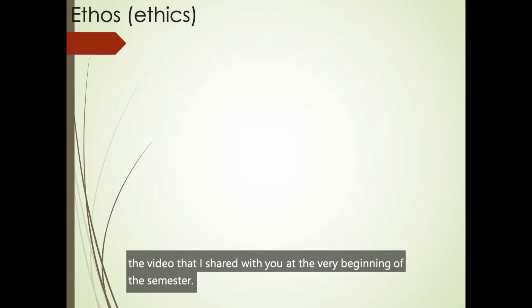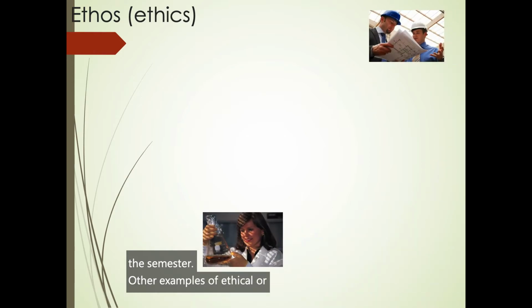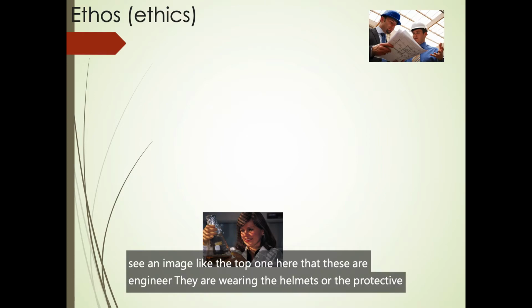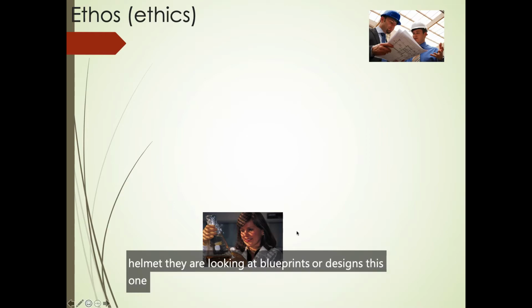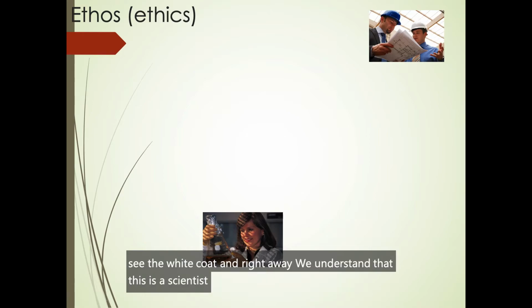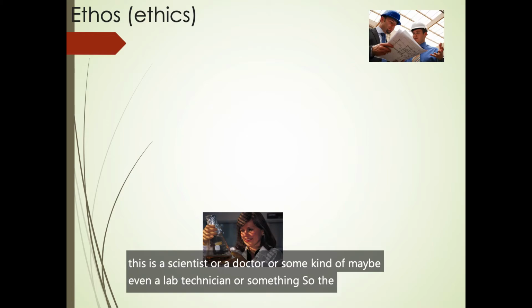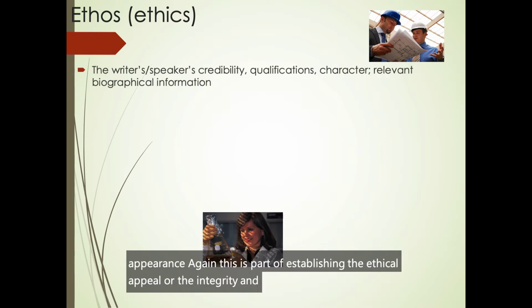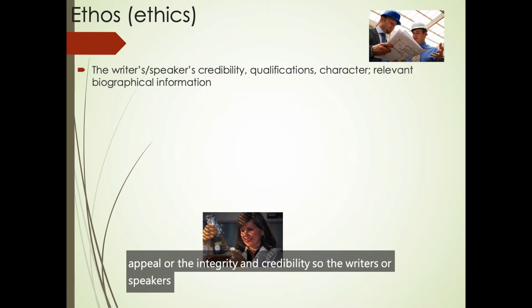Other examples of ethos: once you see an image like the top one here, you know that these are engineers. They are wearing protective helmets. They are looking at blueprints or designs. This one down here, right away we know that she's a scientist or a doctor or somebody working in a lab developing some kind of formula. Of course we see the white coat, and right away we understand that this is a scientist or a doctor or maybe even a lab technician. So the clothes, the appearance, again, this is part of establishing the ethical appeal, or the integrity and credibility. So: the writer's or speaker's credibility, qualifications, character, and relevant biographical information.